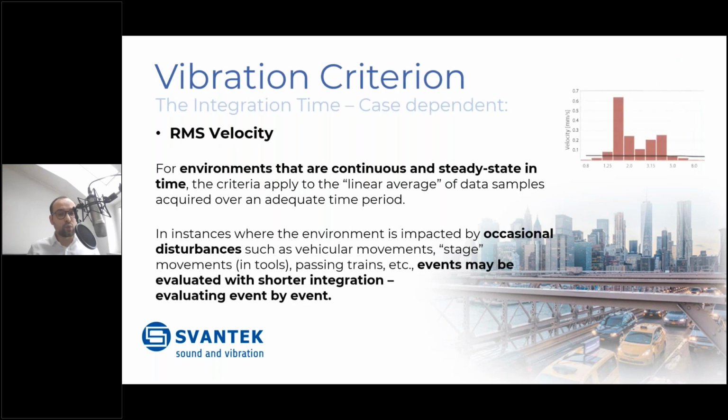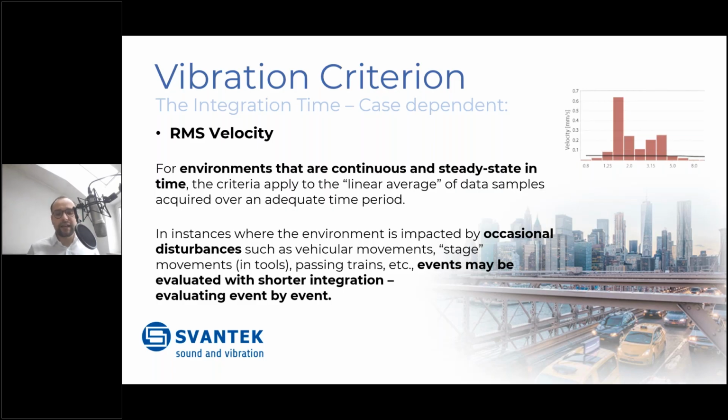Now, as we said, we're looking at the RMS velocity. RMS stands for root mean square, but it is essentially just a linear average of the level. This is very important because it introduces a potential error source when comparing two levels.